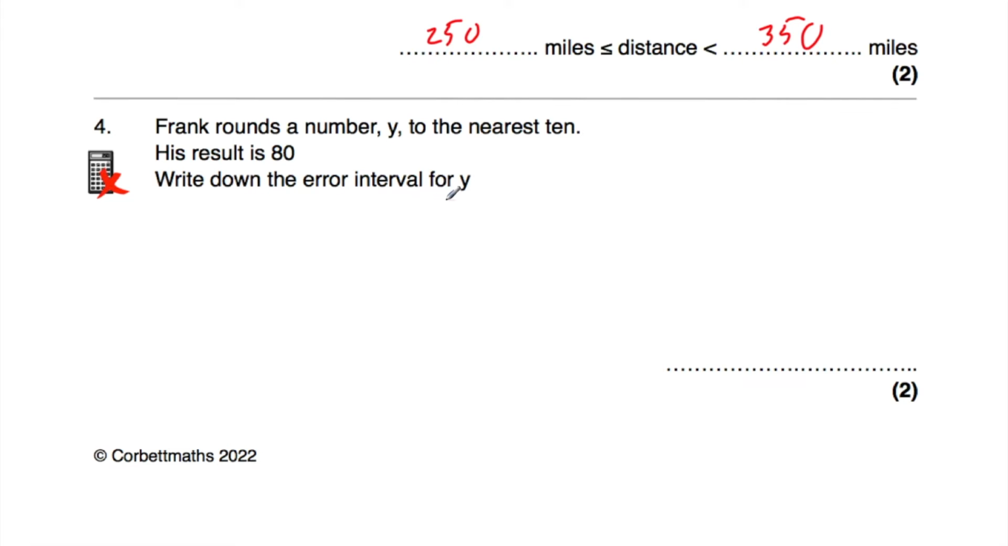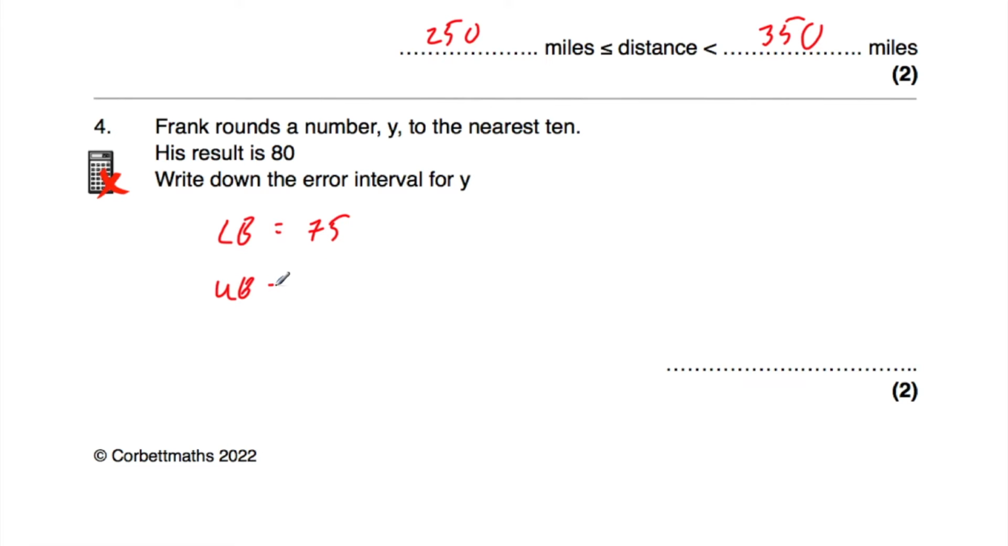Write down the error interval for y. So let's consider the lower bound to begin with. He's rounding this number to the nearest 10, and the lowest possible number that would round to 80 to the nearest 10 would be 75. So the lower bound would be 75, because 75 rounded to the nearest 10 would be 80, but anything below 75 would round to numbers lower than 80.